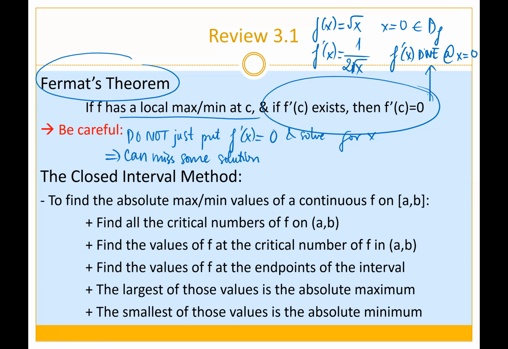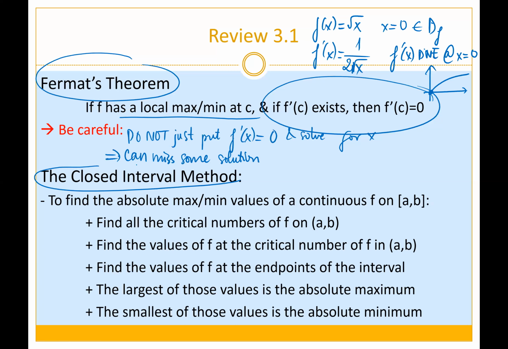But when you draw the graph out, that is the absolute minimum. So do not just set it at 0, because you're going to miss the solution, just like in one of the examples that we showed.